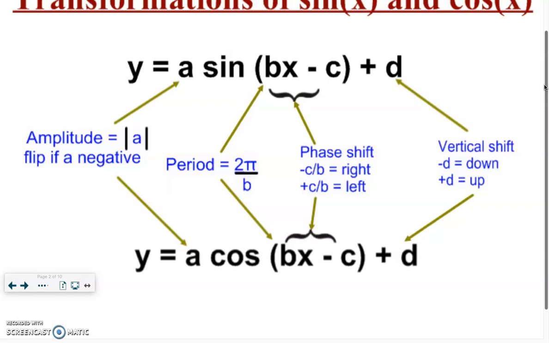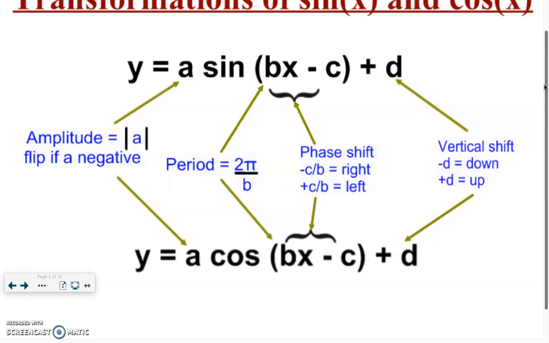What is amplitude, please? Could somebody remind me what amplitude is all about? Yeah, it's how much of a stretch we're doing vertically. So again, we have our parent function. So how much are we deviating from that? Are we stretching it? Are we condensing it? But that's what the amplitude is going to tell us. So the way we calculate amplitude is the absolute value of A.